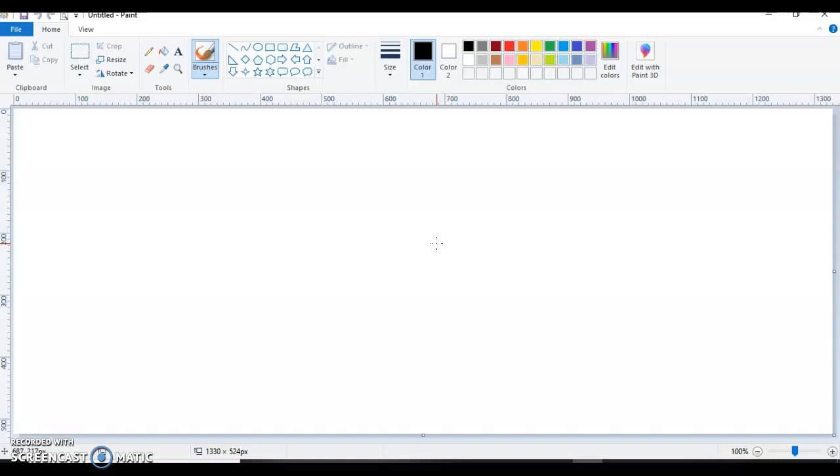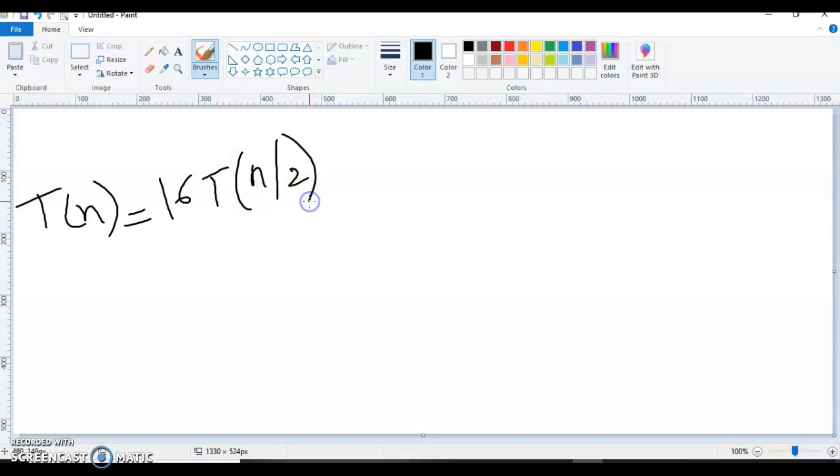And I'm gonna take another example. Let's see, we can get it in a different case. So let's take T of n is equal to 16 T of n by 2 plus n cube, or let's take n power 4 log n.